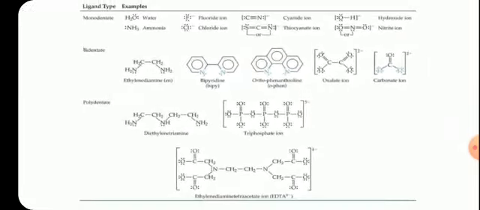The final example of polydentate ligands is EDTA, which you might have heard, which is used as a treatment for lead poisoning. Here it is called chelation therapy. This is a hexadentate ligand, and as you can see, you have 2 nitrogens and 4 single bonded oxygens. So there are 6 donor atoms in one ligand, that is EDTA.